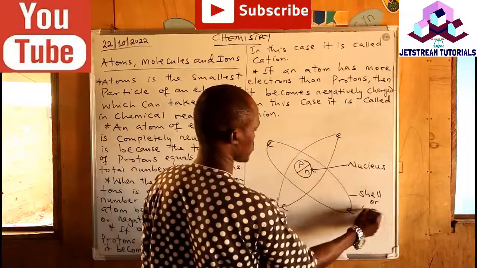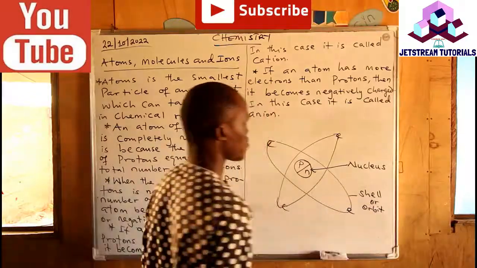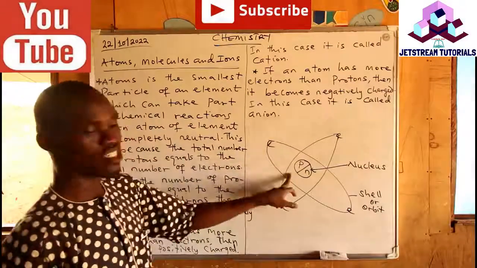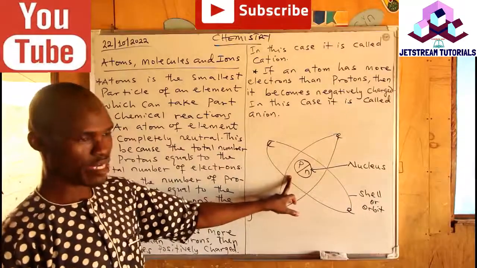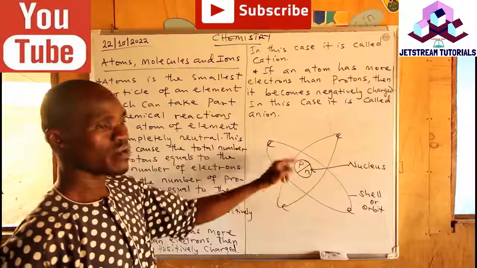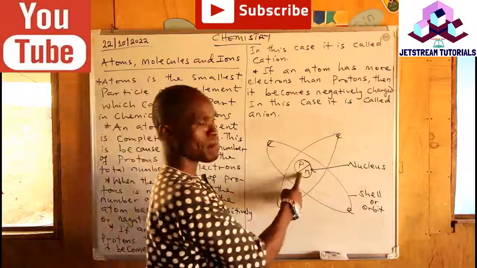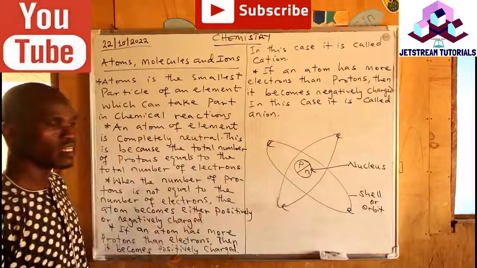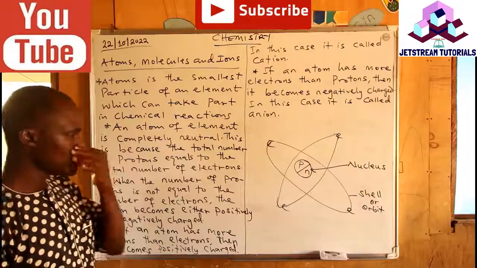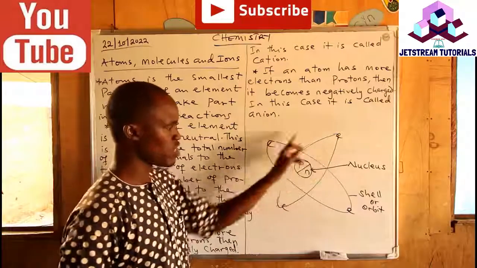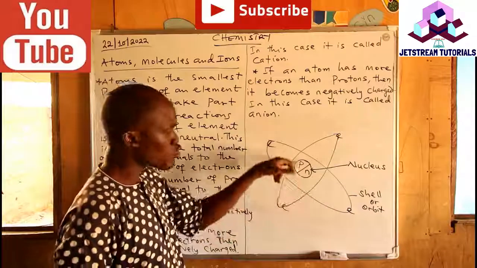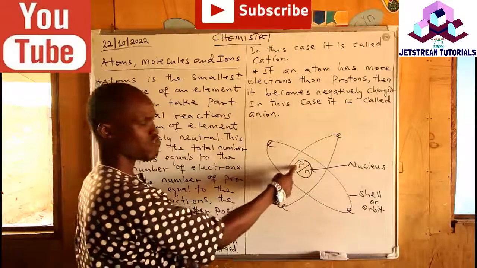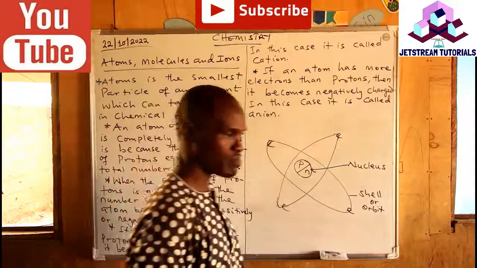Now, this very particular one is known as your shell, or orbit. These electrons are outside the nucleus. You cannot find these electrons inside the nucleus. Rather, they are found outside the nucleus. Inside the nucleus of an atom, we have proton and neutron. So, an atom is completely neutral when the number of electrons revolving around the nucleus is equal to the total number of protons inside the nucleus.